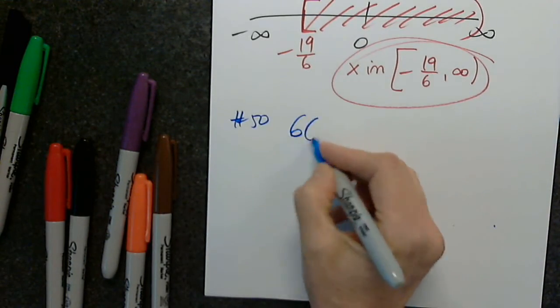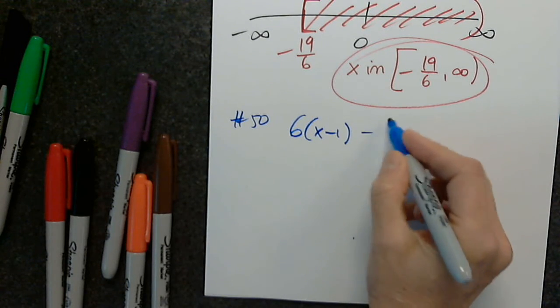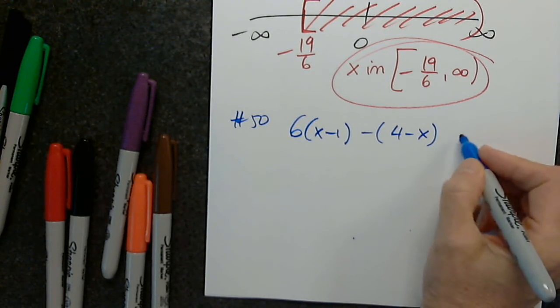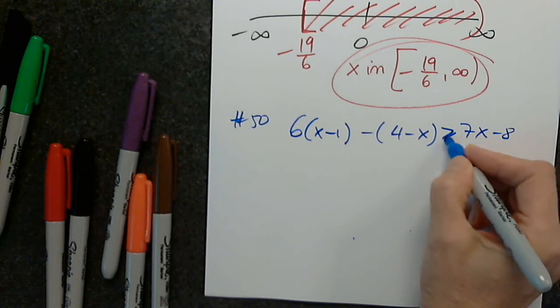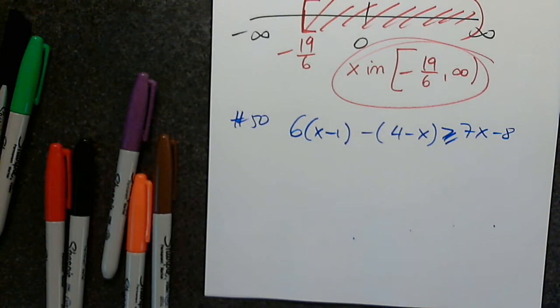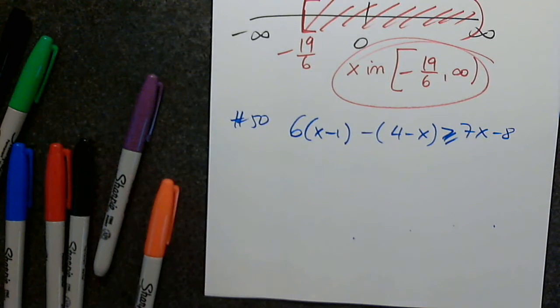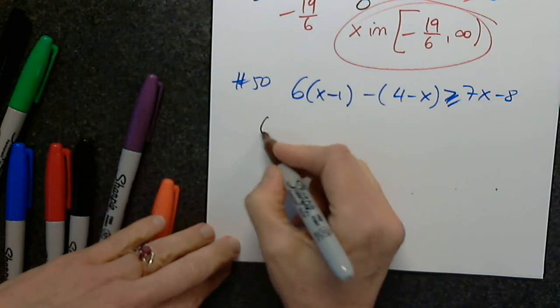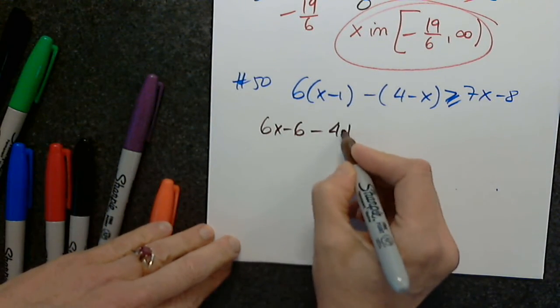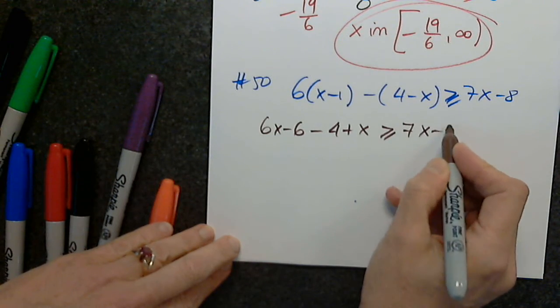And 50, we have 6, x minus 1, minus 4 minus x, greater than or equal to 7x minus 8. What type of inequality is this? No, compound means two inequalities together. Linear. This is a linear inequality. So what do I do next? Good. So I have 6x minus 6 minus 4 plus x greater than or equal to 7x minus 8.